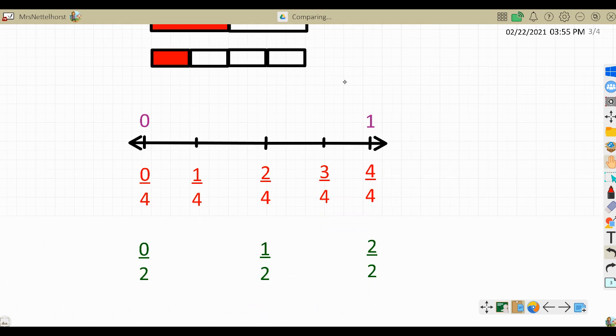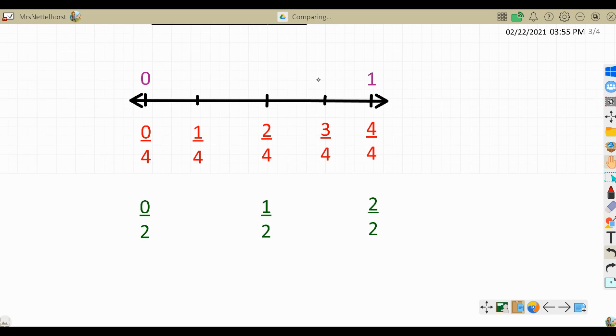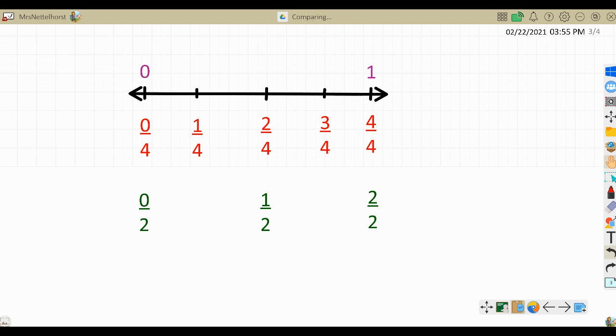Now, number lines can be a little trickier when you have different denominators because you really have to be good at number lines in order to do this. So I'm going to show you what I did, and hopefully it will make sense to you. First I did my point of origin. I did 0, and then I did my whole number 1. I divided my number line into 4 equal parts, and I put the tick marks at the places where the 4 equal spaces end. And then I just put my fractions underneath.